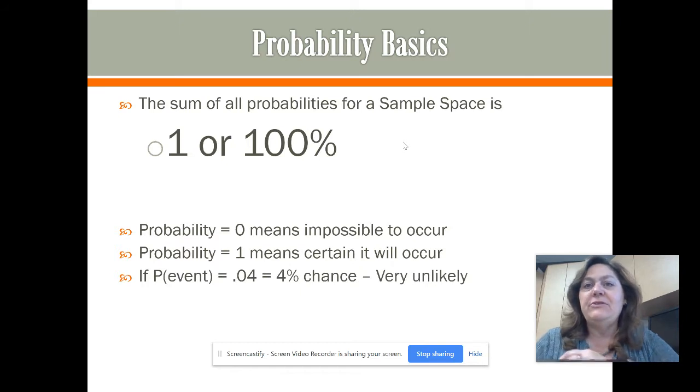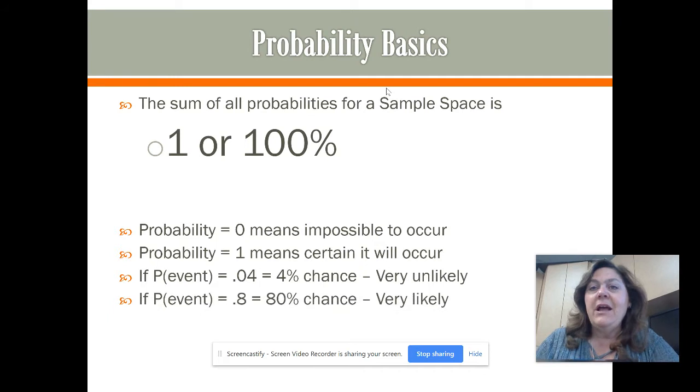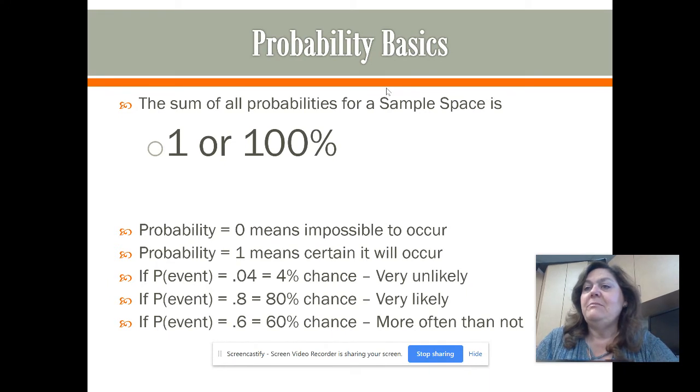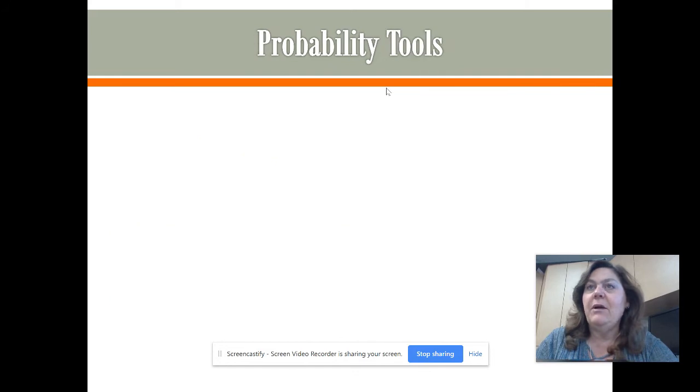We use other terms such as the probability, and notice this is the nomenclature. P of the event means probability of something happening. If it's 0.04, then that means it's a 4% chance, which would obviously be very unlikely. 0.8 would be 80% chance, which would be very likely. And then you have 0.6, which would be more often than not. So just some language there for when you get your probabilities.